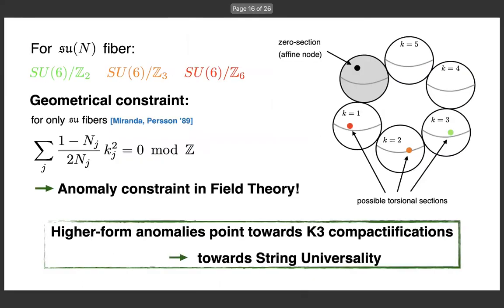So somehow this mixed anomaly constraint in field theory points towards K3 compactifications of F-theory. And this, I think, is in itself a beautiful result and points towards a concept that can be called string universality. In fact, everything that is consistent, and we found an additional consistency constraint in this mixed anomaly, comes from string theory. And in this guise, it comes from F-theory on K3. Of course, the lower rank cases are a bit more complicated and the constraints are not as simple, but at least for the rank 18 case, this is a very strong restriction on what is allowed.